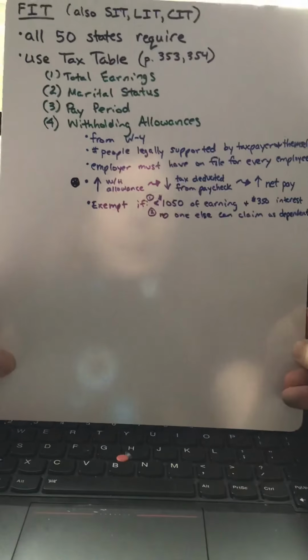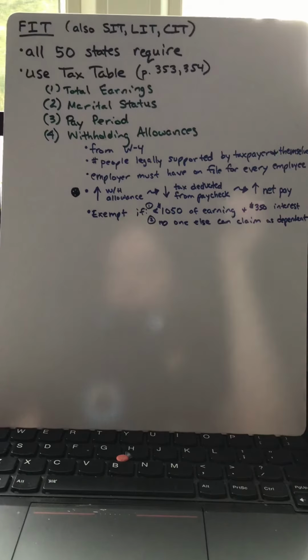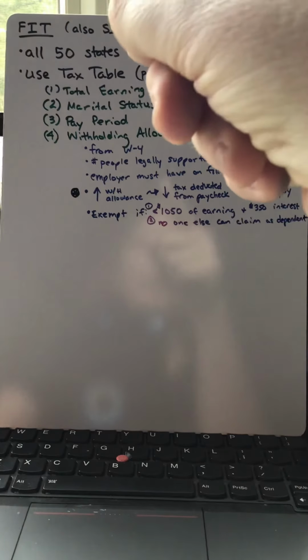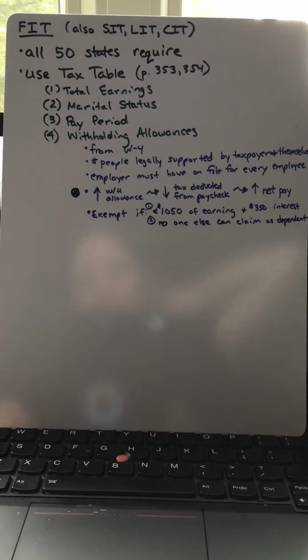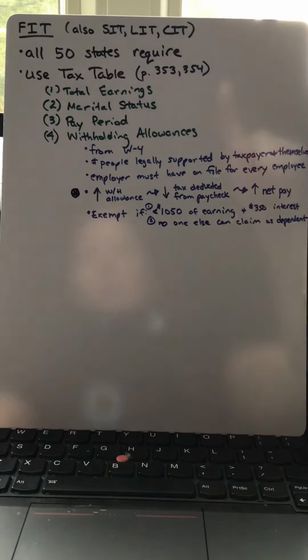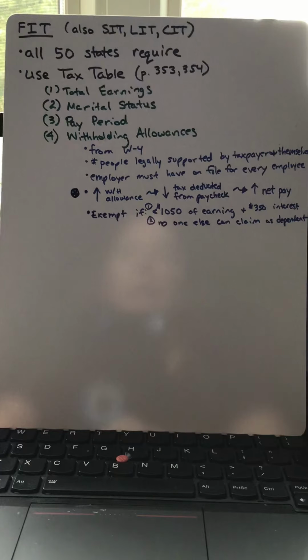So let's talk more specifically about each of these. FIT is one of the types of deductions we're going to talk about, and again, it's federal income tax. I have in parentheses there that it is also SIT, LIT, and CIT, and what I mean by that, you also have state income tax, local income tax, and county income tax that you have to pay, but we're going to ignore all that for this class. So just more percentages that you have to pay to the government as an employee. All 50 states require federal income tax, and to compute federal income tax, we're going to use a tax table, and those tax tables are on page 353 and 354, as you can see.